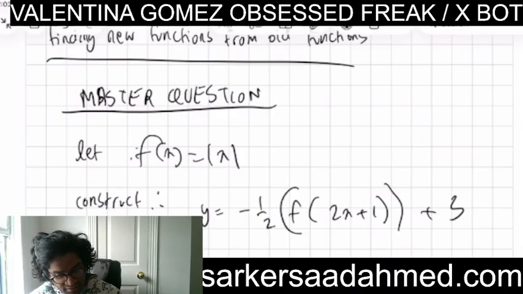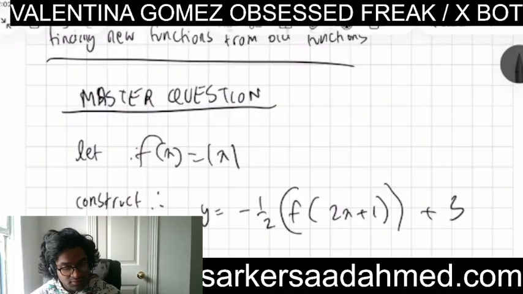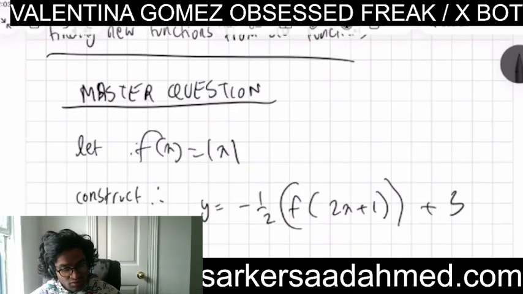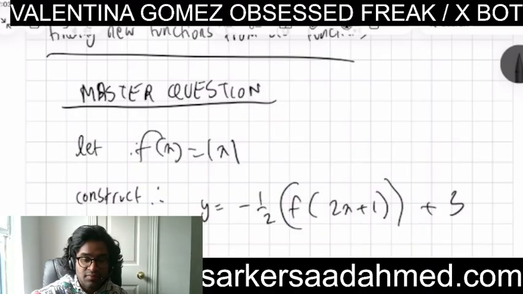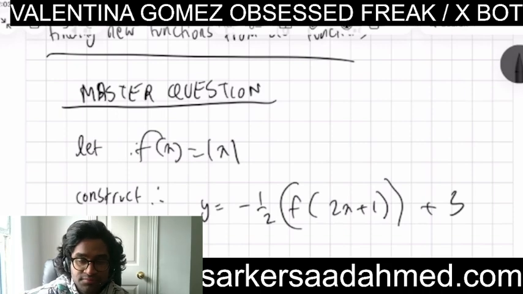So step 1, observe the equations. So we have f of x being absolute value of x, and that y is equal to minus half f of 2x plus 1, plus 3. So these are the two things that we have at this moment. Cool.